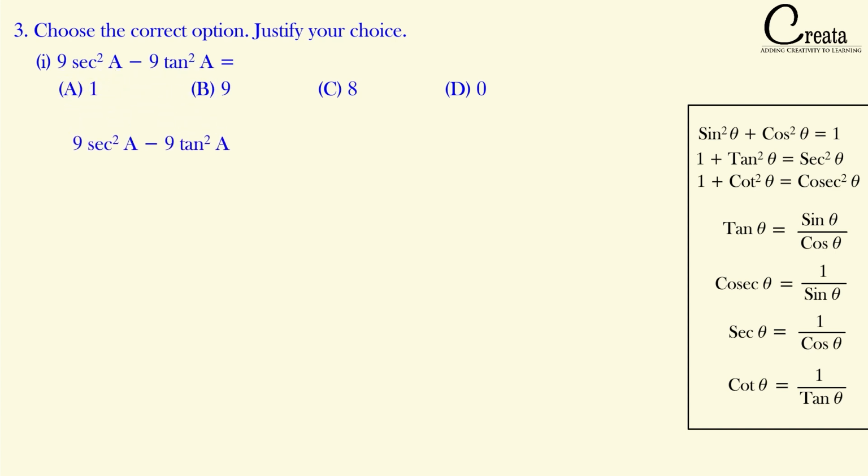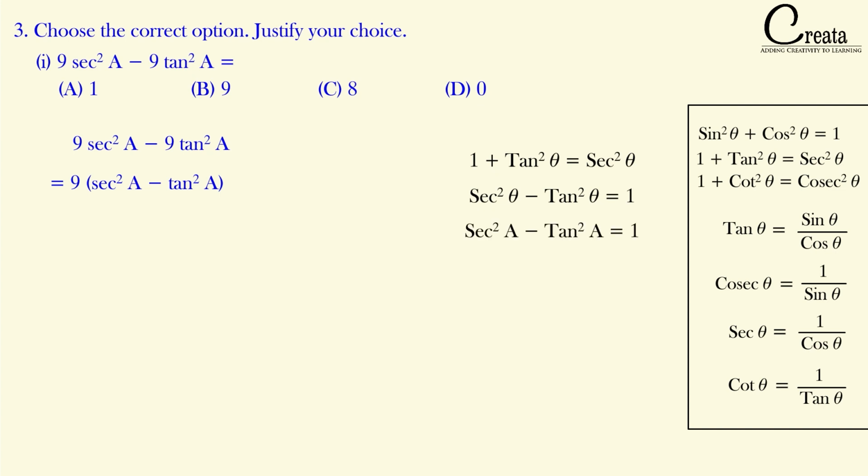Here we have to find the value of 9 sec square A minus 9 tan square A. Let's take 9 as common. We got 9 times sec square A minus tan square A. If you refer to the second trigonometric identity, that is 1 plus tan square theta is equal to sec square theta, which can be written as sec square theta minus tan square theta is equal to 1. That is sec square A minus tan square A is equal to 1. So the term sec square A minus tan square A will be equal to 1. We got the answer as 9. Option B, that is 9, is the answer. Got it? The simple one.